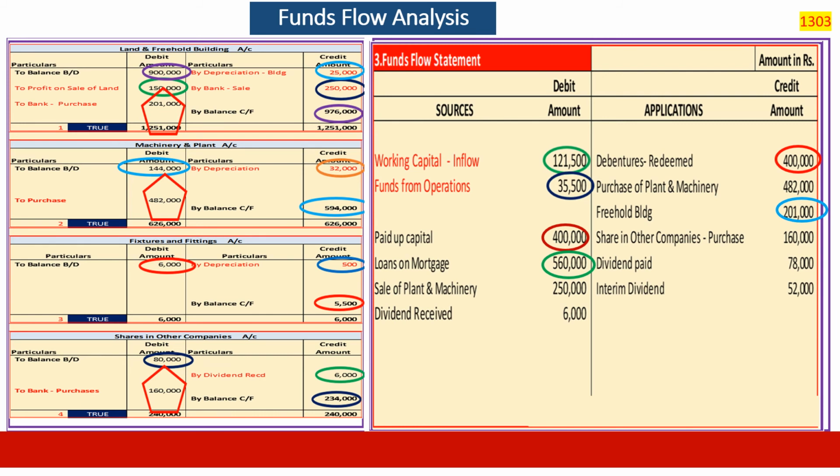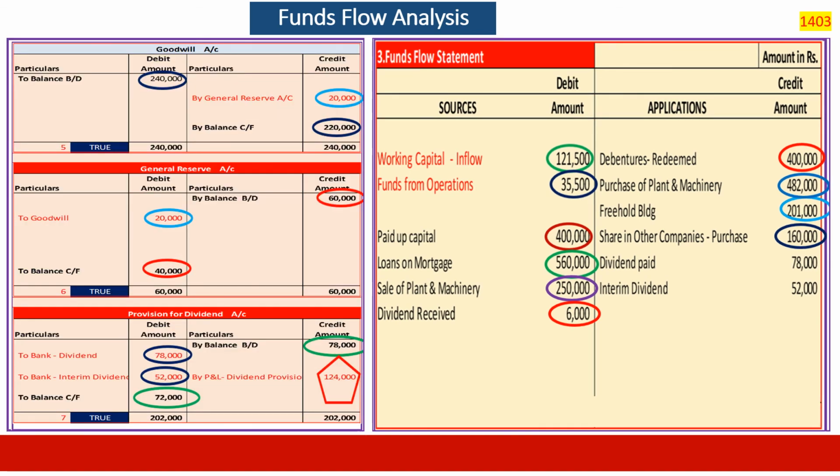2,01,000 is freehold land and buildings we purchased as a pentagon item. Then we have got machinery and plant pentagon item, 4,82,000 purchased. And we purchased shares in other companies worth 1,60,000, and we sold machinery worth 2,50,000. That is the cash proceeds. In addition to this, along with the investment, we received 6,000 rupees, which was credited into investment account.